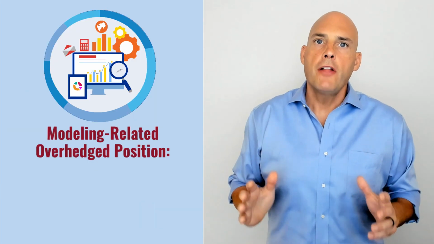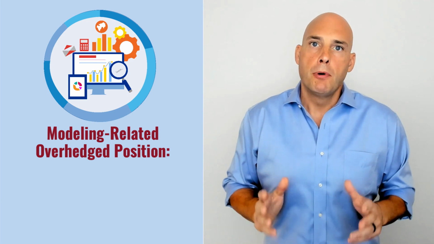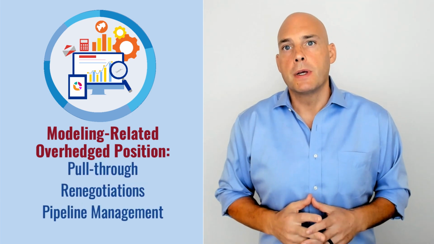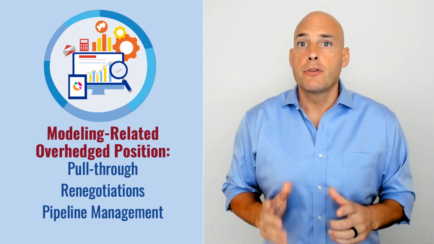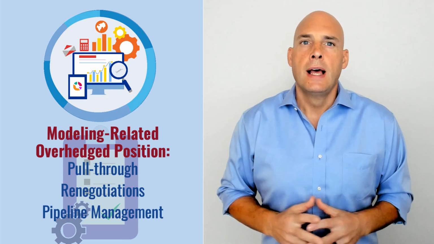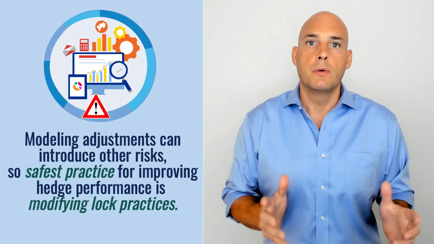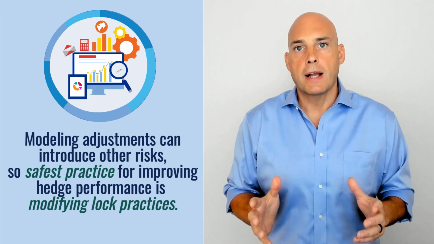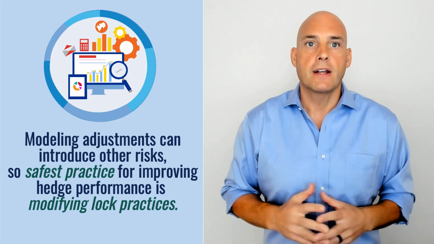While there are a lot of other contributing factors related to modeling that could lead to an overhedged position, pull-through, renegotiations, and pipeline management are the three that are impacted directly by loan officers' business practices, and the three that lock policies and/or customized modeling adjustments try to address. However, I really want to highlight that while modeling adjustments can be made to try to accommodate some behaviors, every time you make a modeling adjustment, you can potentially introduce new risks. So adjusting business practices and lock policies is always the safer and more appropriate way to address hedge ineffectiveness.